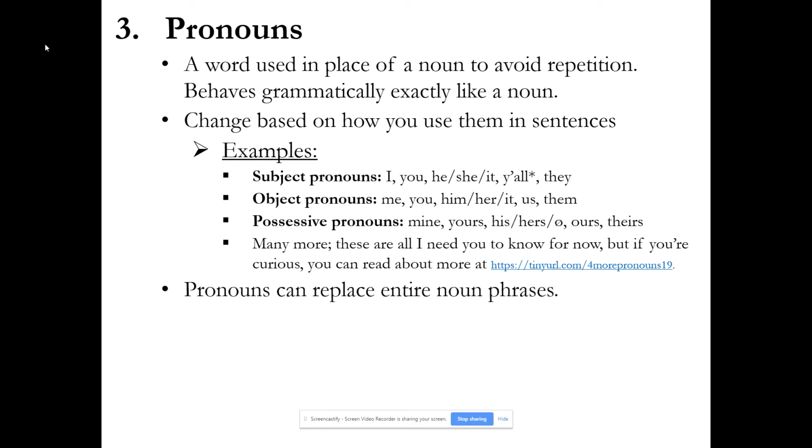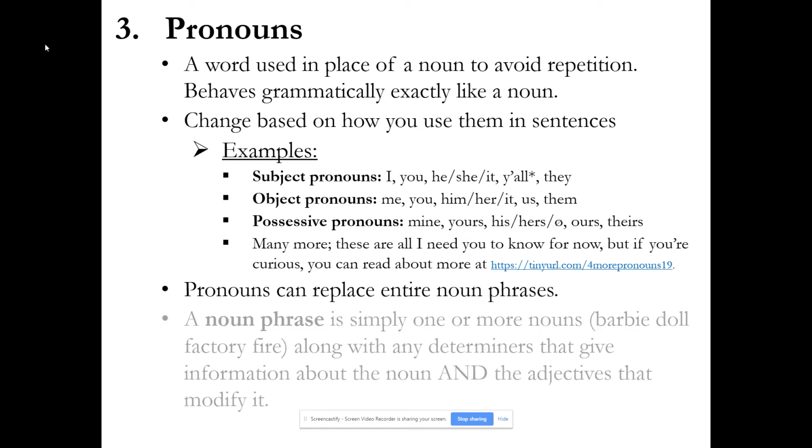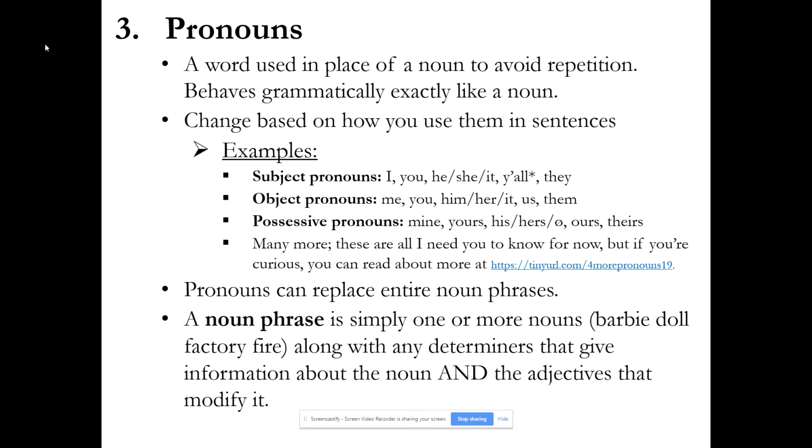So pronouns can replace entire noun phrases as well. A noun phrase is just one or more nouns, along with any determiners that give information about the noun and the adjectives that modify it. I just indicated one or more nouns, Barbie doll, factory fire, and when you add the other pieces, you might end up with an utterance, or an utterance is a thing said. You might end up with an utterance, the two stinky Barbie doll factory fires.